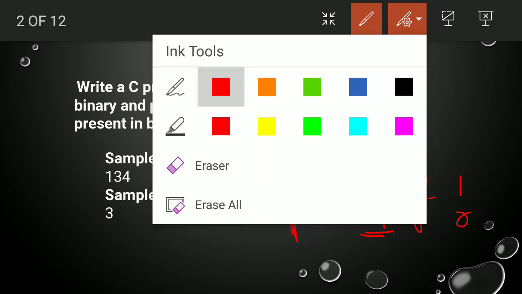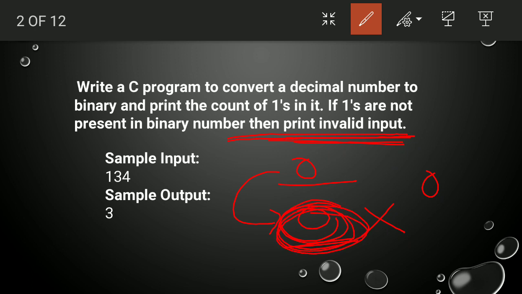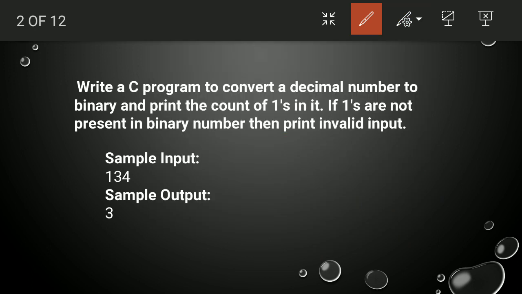For example, if we have given the sample input as 0, its binary is also 0. 0 is also a decimal number, so its binary is 0. Here there are no ones in this binary number, so we will print the output as, sorry, not 0, but we will print invalid input. Invalid input means 0 or -1, it has the same meaning, but we will print invalid input if there is no one present in the binary form. Hope you understood the question.